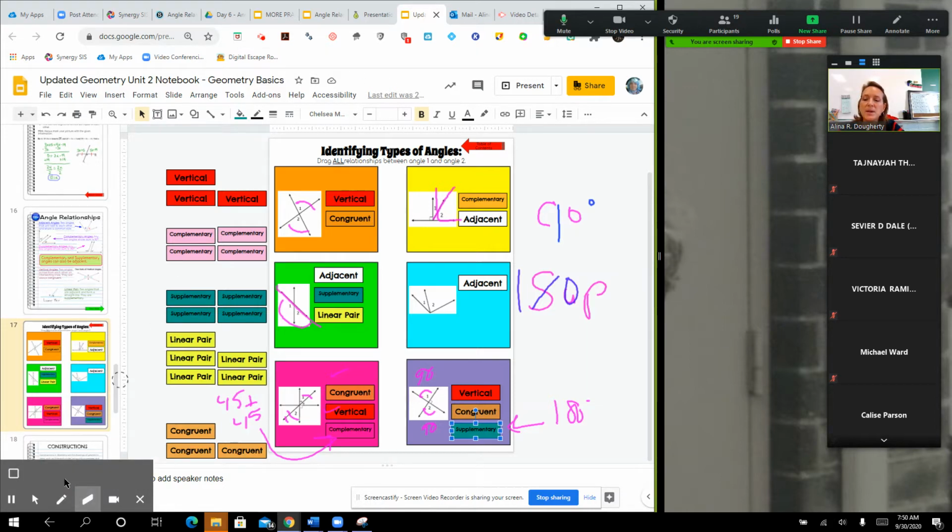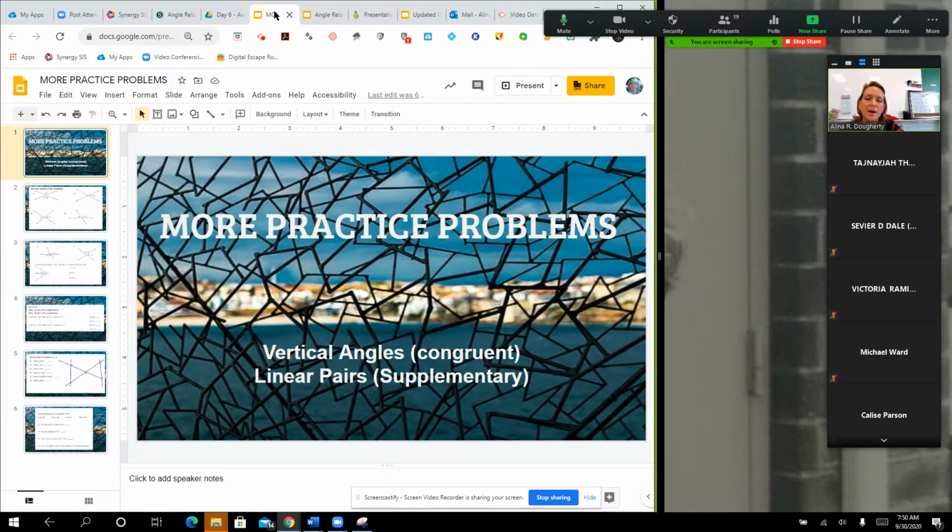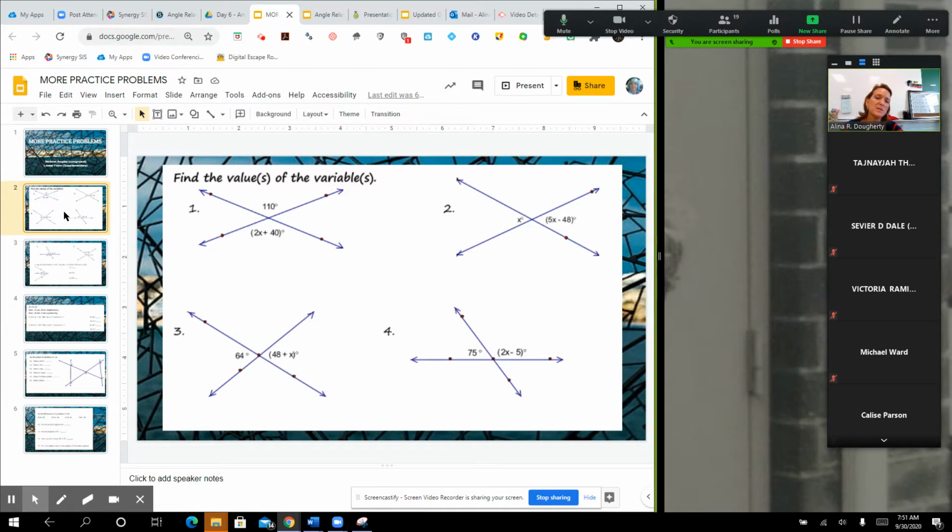I need you to get out a piece of paper. We're going to go to the more practice slide, and I'll share mine with you. We're going to do 4 practice problems, and then I'm going to put you in breakout rooms to do something called Pear Deck together. So get out a piece of paper if you don't already have one, and I want you to draw figure 1. And then set up the equation.